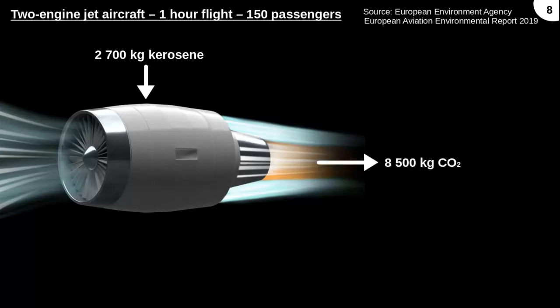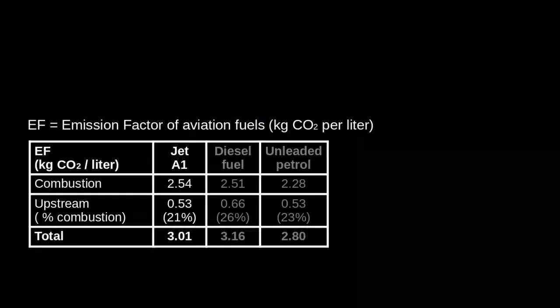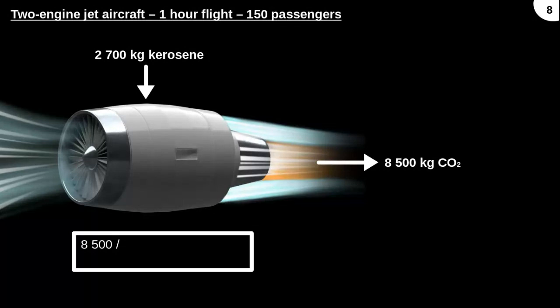8.5 tons of CO2 are emitted. What can we deduce from those two figures? Press pause and try to find the answer. The answer is, we can find out what is the corresponding emission factor with or without upstream emissions. Just divide the CO2 kilograms by the liters of fuel.